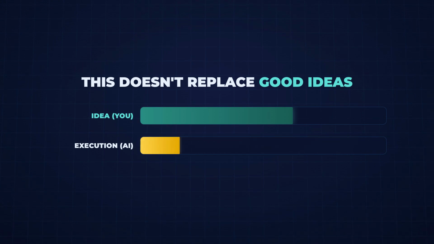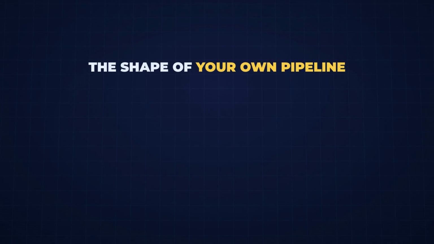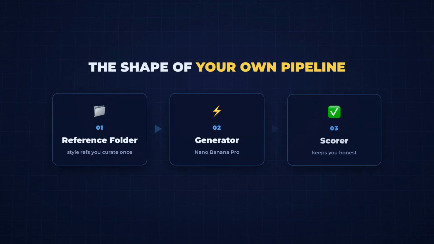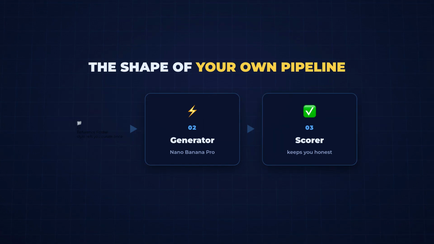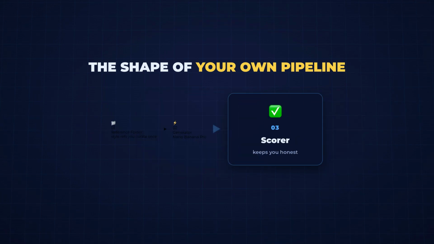Now it isn't. If you want to try this yourself, here's the shape of it. 1 style reference folder you curate once, 1 Python script that talks to Nano Banana Pro, and a scoring pass that keeps you honest about what's actually good versus what you just happen to like. Swap in your own face references and your own brand colors, and the same pipeline works for your channel.